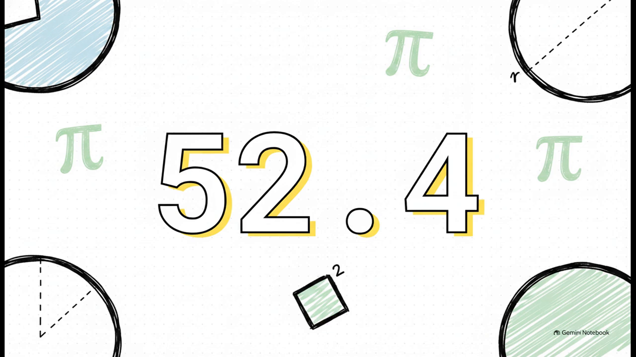We take our part-to-whole fraction, 60 over 360, which simplifies really nicely to 1/6, and we multiply it by pi times our radius squared. That's pi times 10 squared, or 100 times pi. 1/6 of 100 pi gives us a sector area of 52.359. Rounded to the nearest tenth, that is exactly 52.4. And notice the units. It's square inches, because we are measuring area.